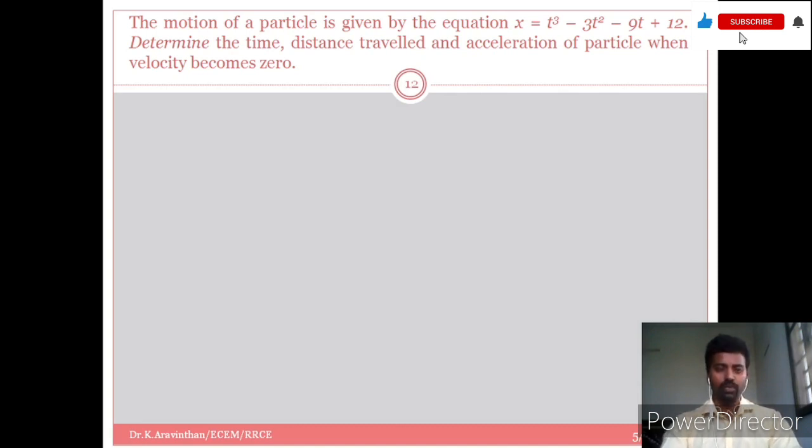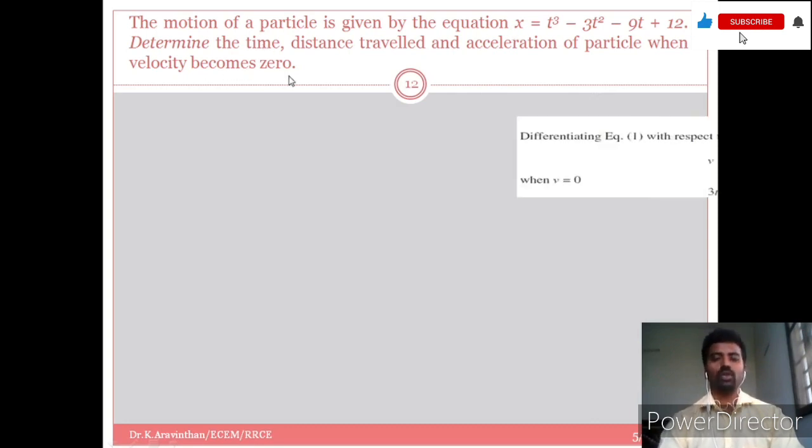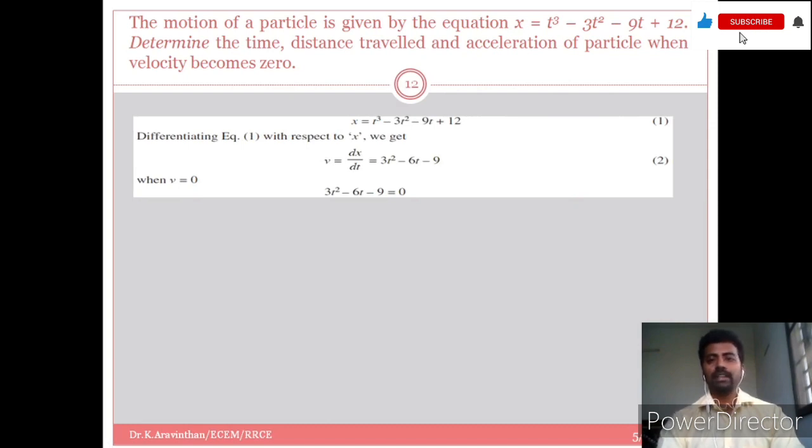So right now we will be finding the time, distance traveled and acceleration of the particle when the velocity becomes 0. Here you have to find the distance, acceleration and time when velocity becomes 0. So let us solve this problem. The equation is given as t cube minus 3t square minus 9t plus 12. This is a displacement component and the remaining component is a time oriented component. So the only unknown is t.